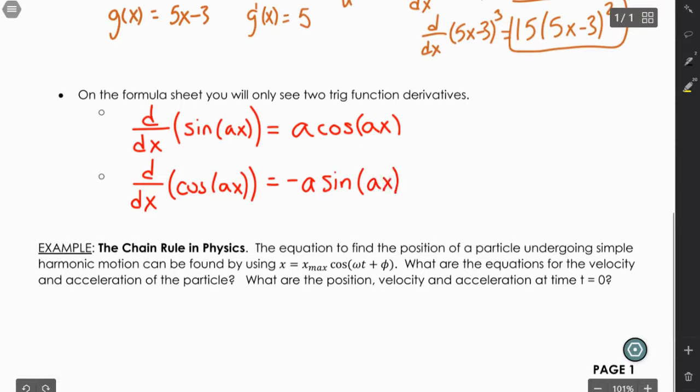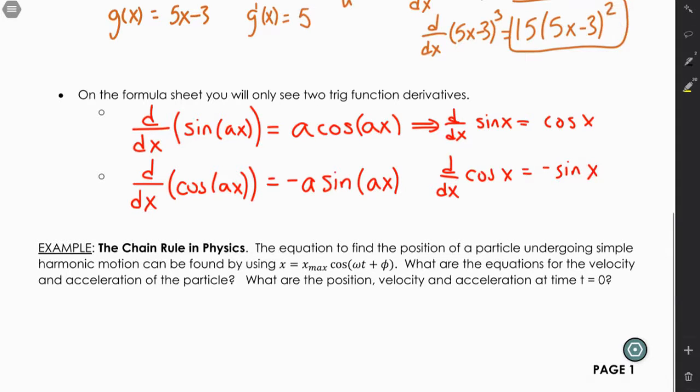ax. I'm going to do an example talking a little bit more about these, but if you just want a simple one, if I do d/dx of sine of x, well, that's just cosine of x. And if I do d/dx, where a is equal to 1, of cosine x, well, that's just negative sine x.